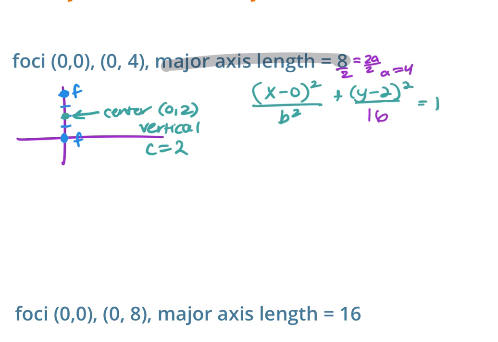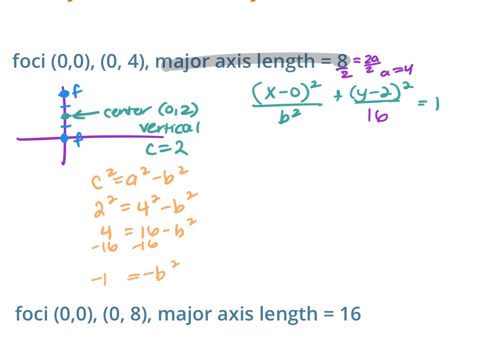And I can now find b, because c squared equals a squared minus b squared. So 2 squared equals 4 squared minus b squared. 4 equals 16 minus b squared. Negative b squared equals negative 12. So b squared equals 12. I don't need to square root it, okay? Because it's going in my equation as b squared.